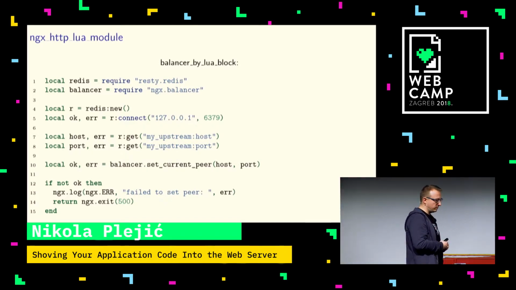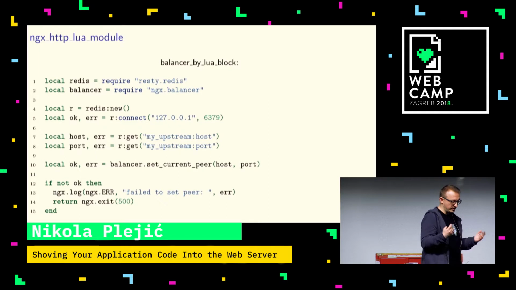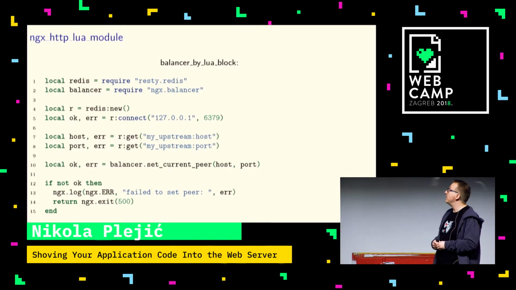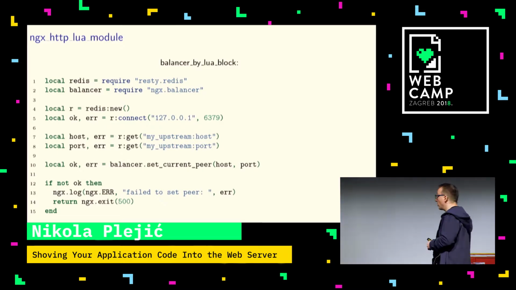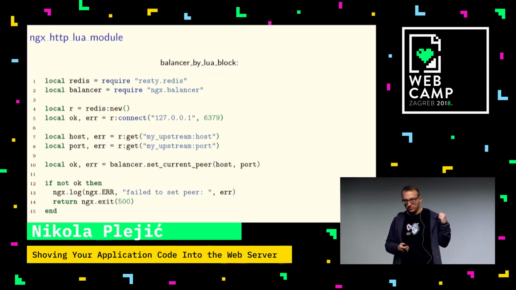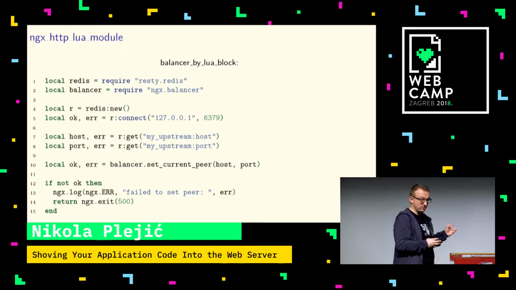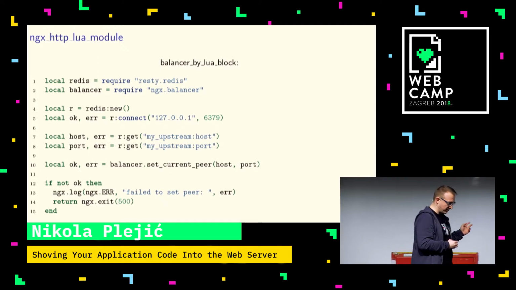So you need to connect to your Redis instance, you need to fetch the keys, and you need to set the upstream peer to the host and the port that you fetched from the Redis instance. So this code looks fairly synchronous. You can't tell that this code executes asynchronously in any way, shape, or form.